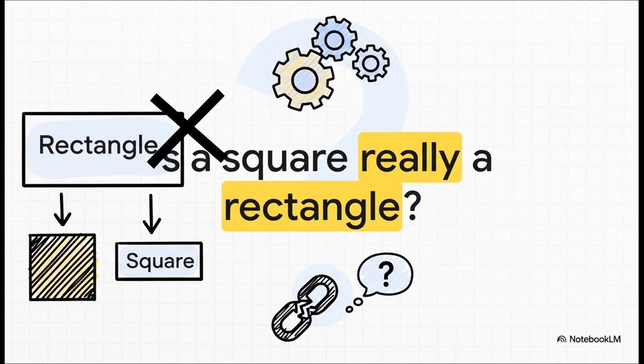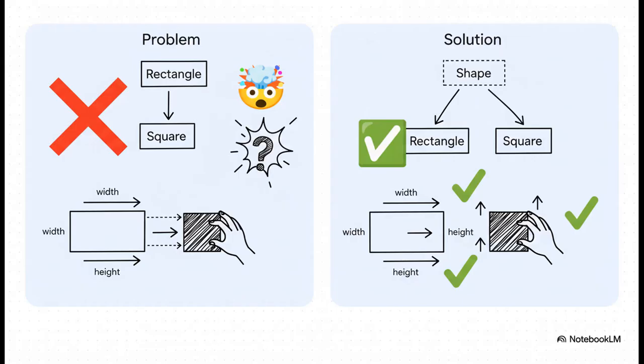In math class, a square is a special kind of rectangle. So it's really tempting to model it that way in our code, with class Square extends Rectangle. But should we? Well, think about it. A rectangle needs a separate length and width. A square only needs one side length. If Square inherits from Rectangle, it has to do weird things to fake the parent's behavior, and that can lead to some really subtle, hard-to-find bugs.